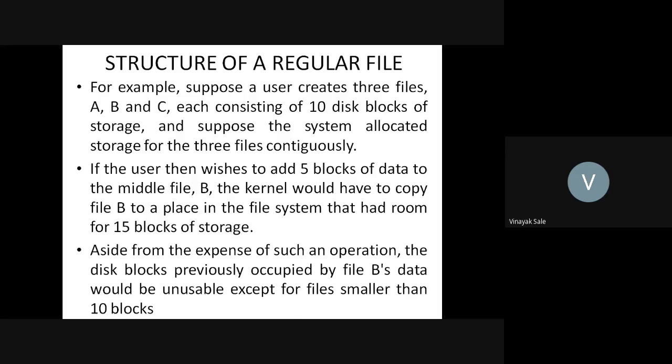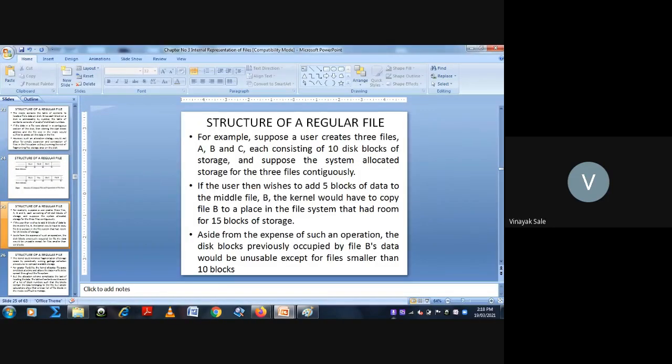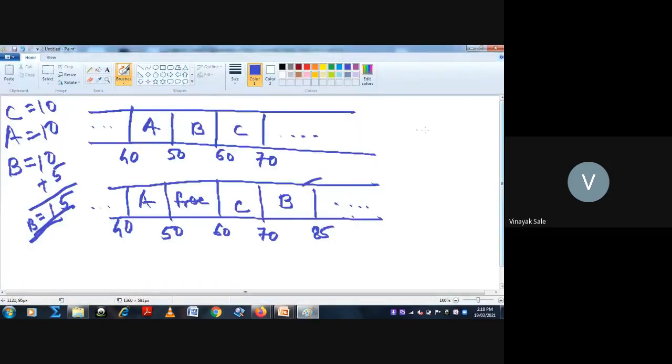So aside from the expense of such an operation, the disk blocks previously occupied by B's data would be unusable except for files smaller than 10 blocks. Suppose, see here, this happens in case of increasing the files. Suppose the user has reduced the size.